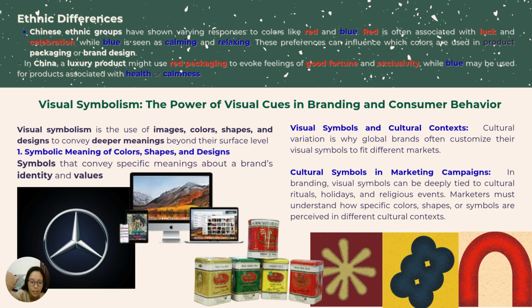They keep on using it. And branding visual symbols can be deeply tied to cultural rituals, holidays, and religious events. Marketers who want to tap into the symbolic value of these elements must understand how specific colors, shapes, or symbols are perceived in different cultural contexts. For example, in Southeast Asia, marketers might incorporate supernatural symbols, lucky numbers, or even religious imagery into marketing campaigns to create a strong emotional tie to the brand. In Thailand, for example, golden elements may be used in product design to convey prosperity and divine favor.